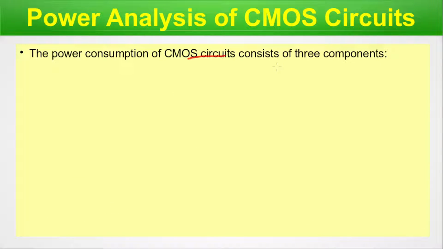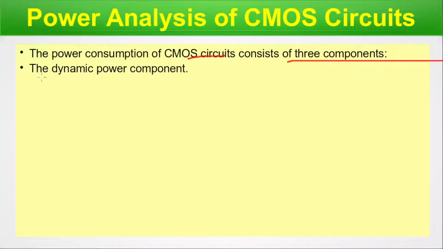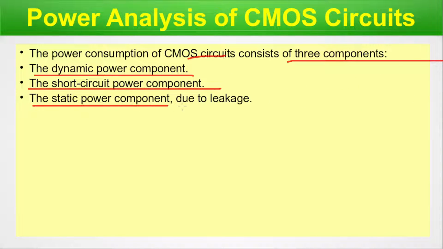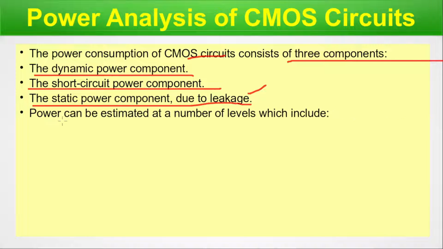Power analysis of CMOS circuits. The total power consumption of a CMOS circuit consists of three components. First, the dynamic power component. Next, the short circuit power component. Next, the static power component due to leakage. Now, leakage means this is the off-state leakage. Power can be estimated at a number of levels. That means when you have a VLSI design in your hand, as a designer, as a VLSI engineer, or maybe a verification engineer, whatever your role, you have your design in hand, how can you estimate the power?